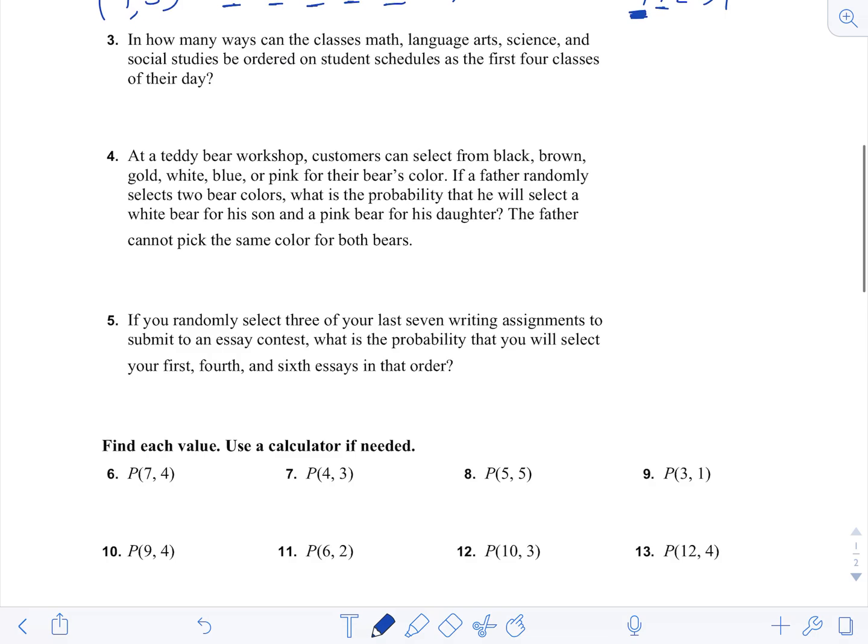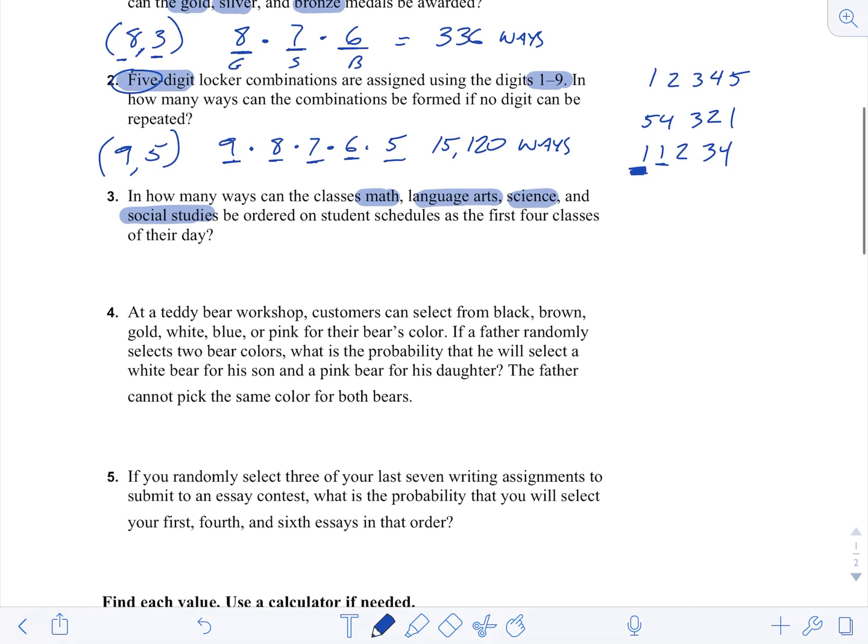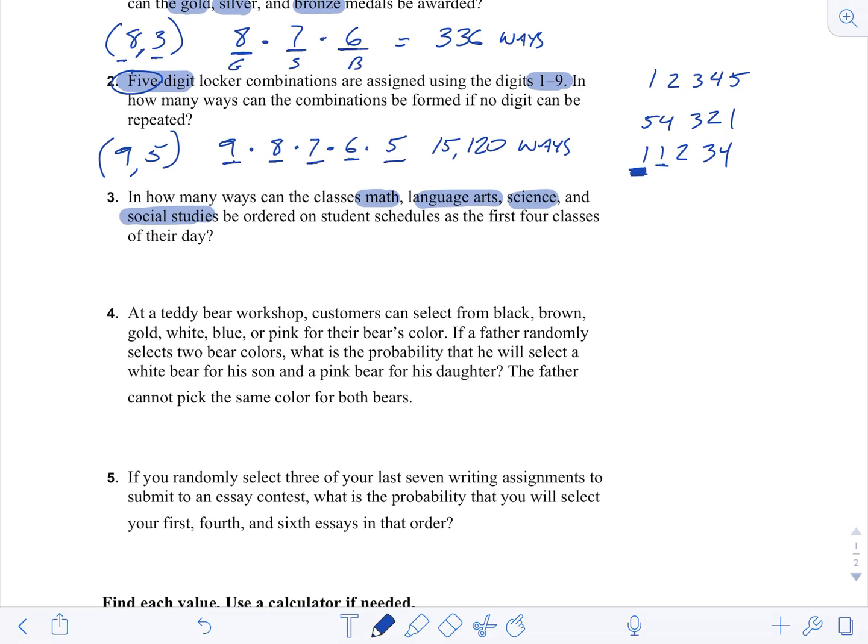And then the last one I'll go over is number 3. In how many ways can the classes math, language arts, science, and social studies be ordered on a student schedule as the first 4 classes of the day? How many options do I have? That's the first number in the parentheses. Math is 1 option, language arts is 2, science is 3, and social studies is 4. That gives me 4 options that I have for each class period.